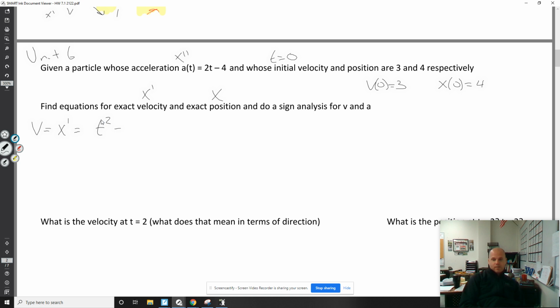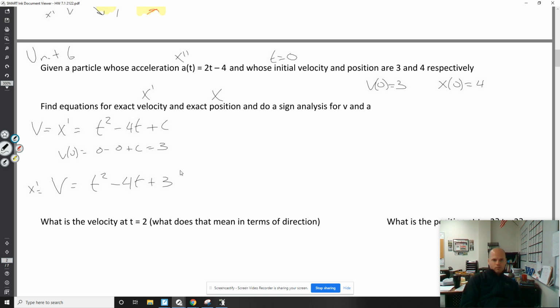We take the antiderivative. Now, this is where stuff gets real tricky, guys, because we're going to be going backwards and forwards all at once. It's not just keep your mind in antiderivative mode, keep your mind in derivative mode. Be able to go both ways. It is tough. Don't forget your plus c. V of 0 is 3. So x prime of 0 is 3. I plug in 0. I get c is 3. That gives me my equation for velocity, which is the derivative of position. That's x prime.